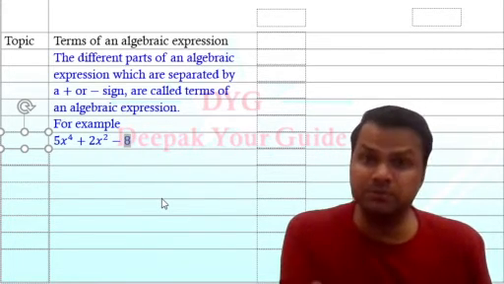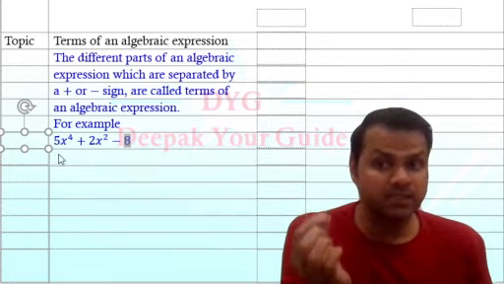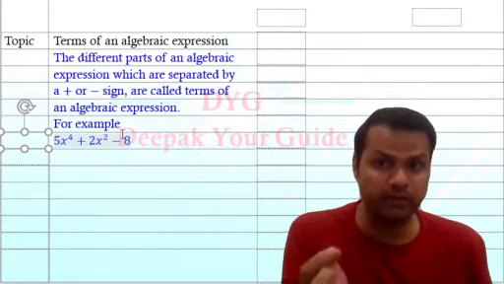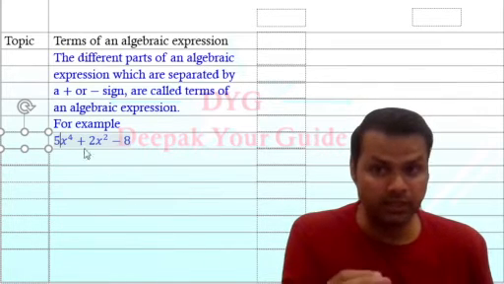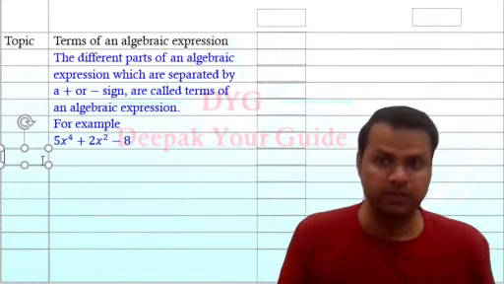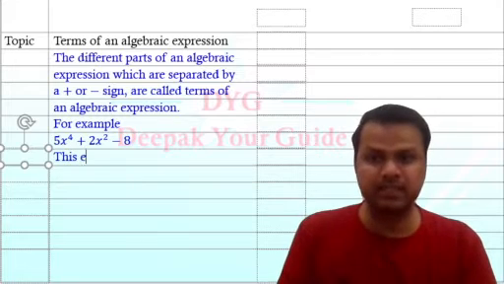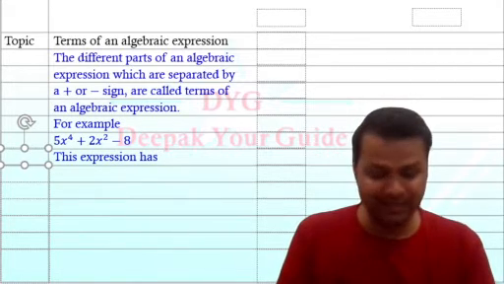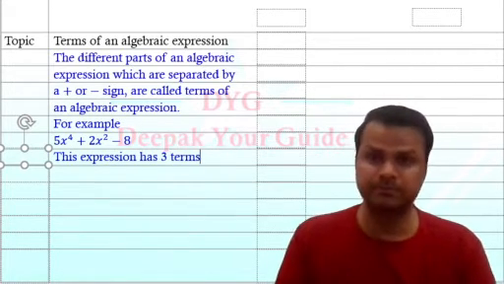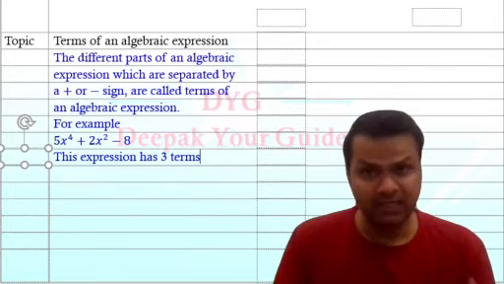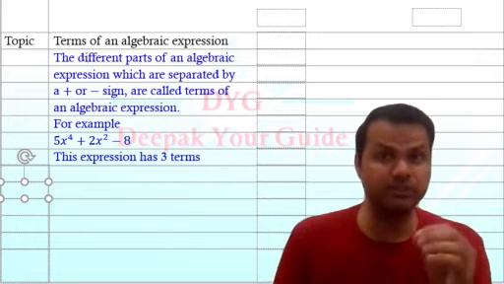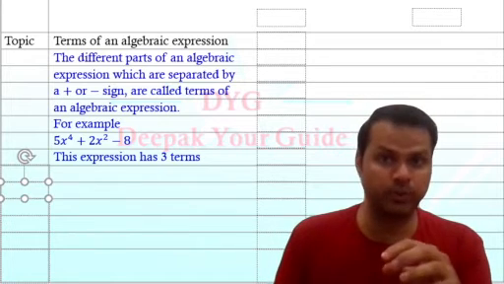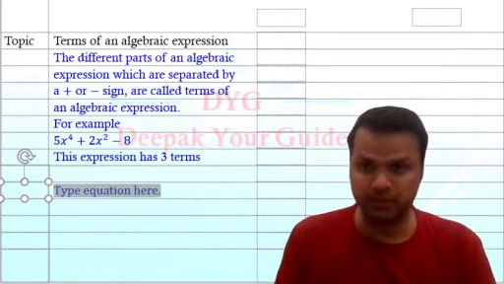So how many terms does this expression have? It has three terms, 1, 2 and 3. How did I identify? I identified by looking at these plus and minus signs. So I can say that this expression has three terms. Simple enough, right? Let's take another example. And once I write this example, you can pause the video and try answering this question on your own. So let me write it.